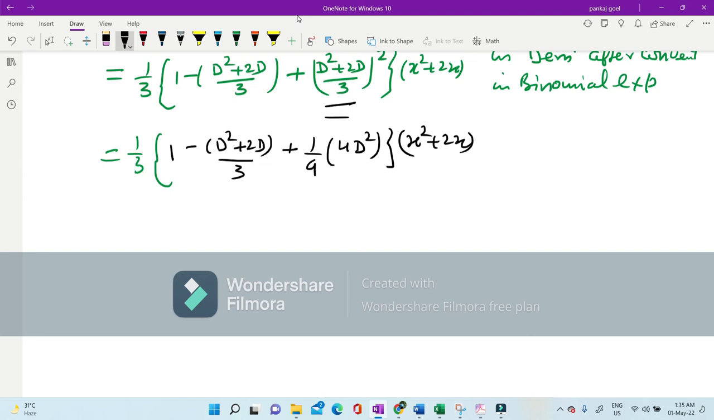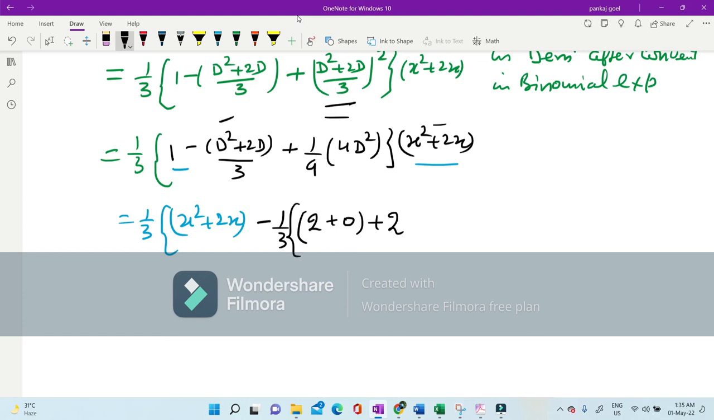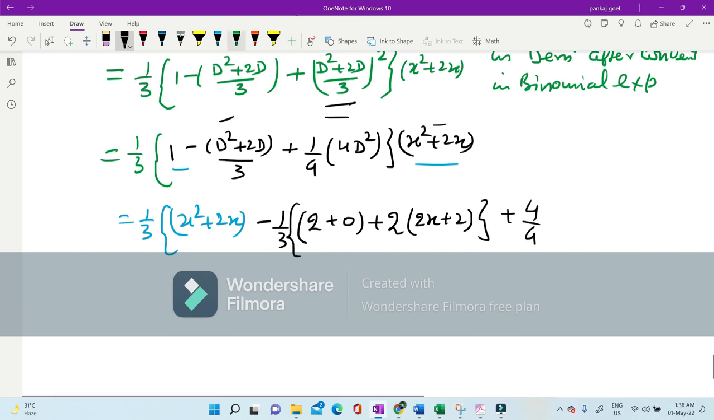Acting on x square plus 2x, apply it term by term. First take the 1: 1 upon 3 times x square plus 2x directly. Now come to the second term, minus 1 by 3 D square. Operating D square on this, x square gives us 2, and the other gives 0. Plus 2D, that is 2 times D. D means one differentiation, which gives us 2x plus 2. This will be our second term. Plus 4 upon 9, and 4 upon 9 times D square of this is equal to 2. Simplify this and you can find the answer.